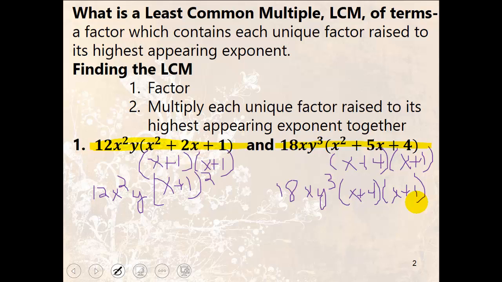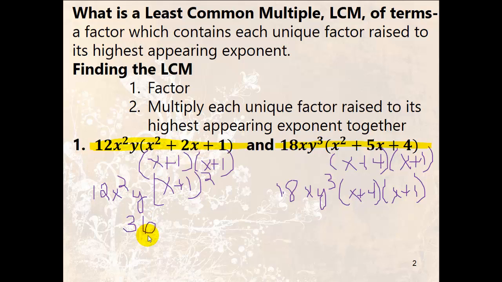All right, now with numerals like the 12 and the 18, you could prime factor those and then pull out each unique factor raised to its highest appearing exponent. I find an easier way is to just start thinking of multiples of the highest number. So I noticed that 12 does not go evenly into 18. So now I start thinking of multiples of 18. So that's 36, and 12 does go into 36, so I'm going to write down a 36.